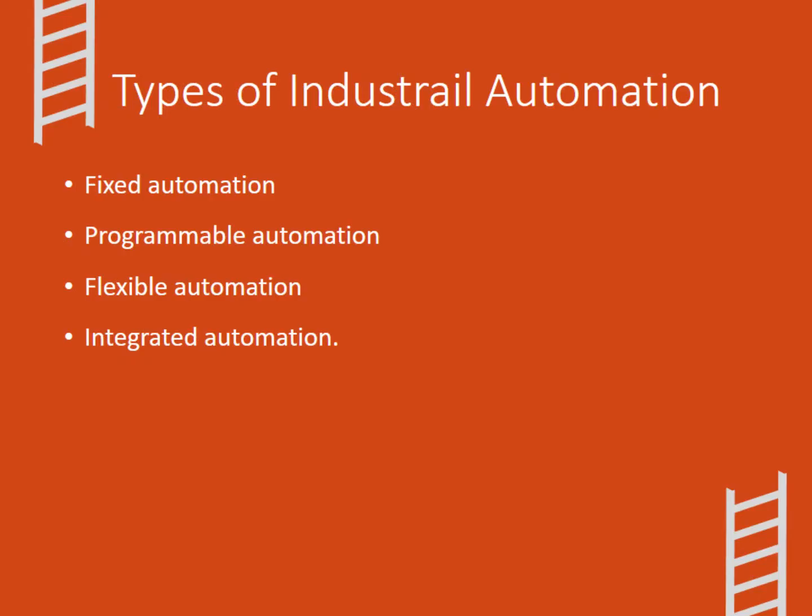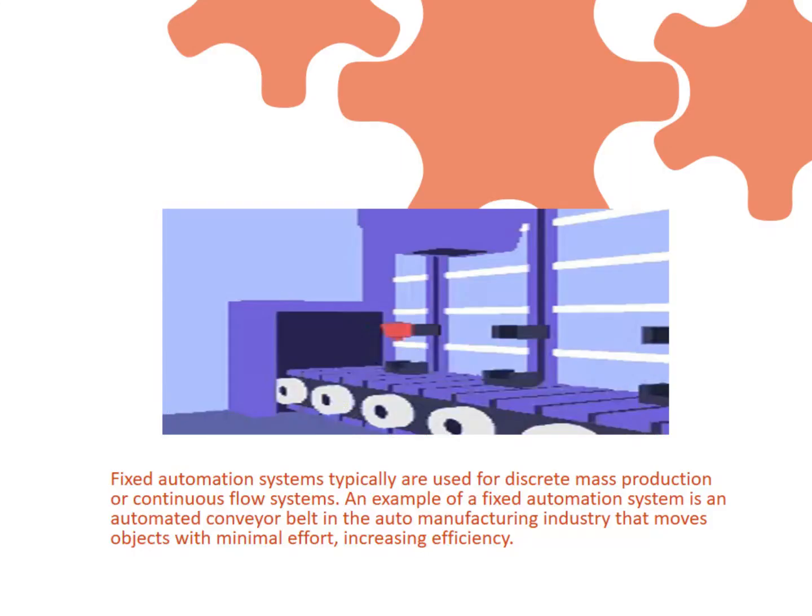There are four main types of industrial automation: fixed automation, programmable automation, flexible automation, and integrated automation. Each one serves a specific purpose, depending on the production needs of a factory or plant. Let's take a closer look at them one by one.